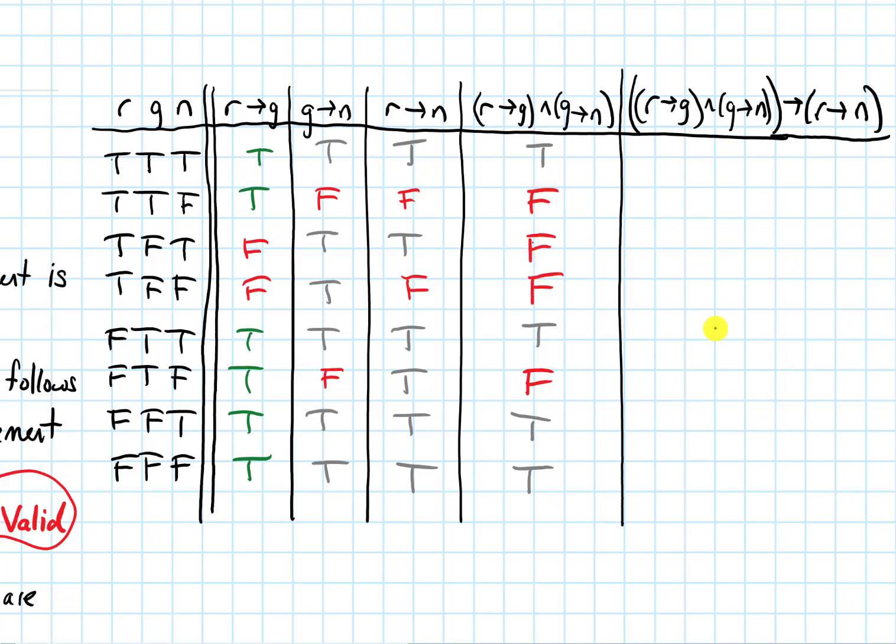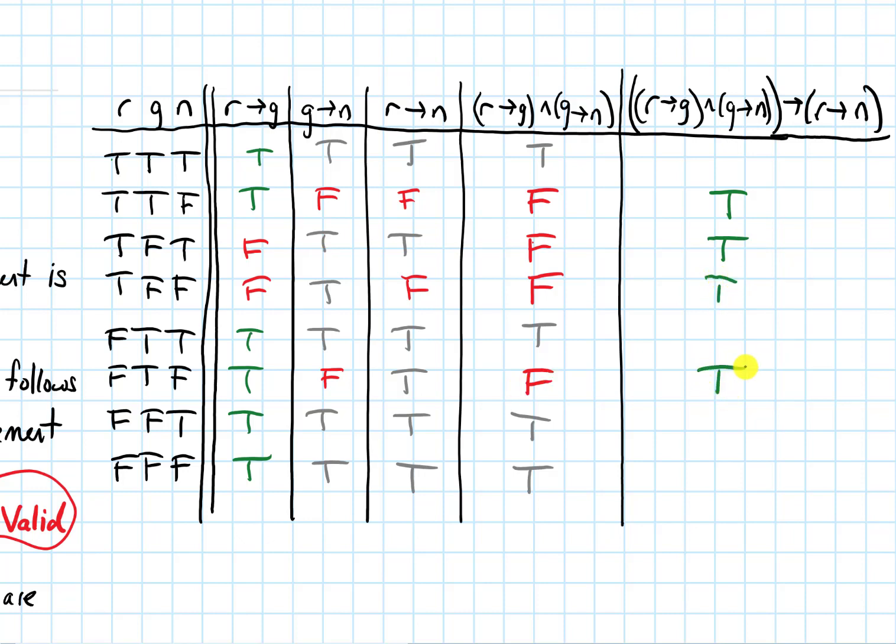Alrighty, so we are on to the last column. In the last column, we have this implication that we're forming, where the first part of the implication is the previous column, R implies G and G implies N, and the conclusion is the R implies N column. When the first part of an implication is false, the whole implication is going to be true. So that definitely happens in this row, because the first part of the implication is false. Similarly here it's going to be true, here true, here true, and here true.